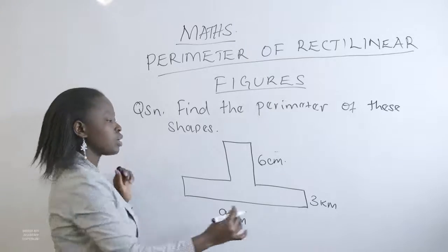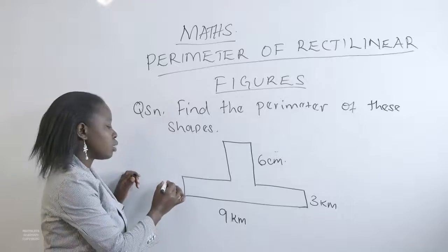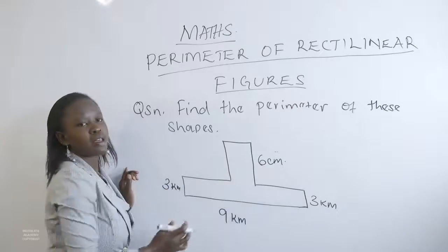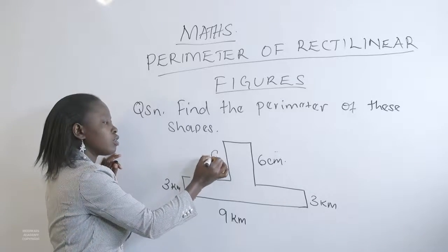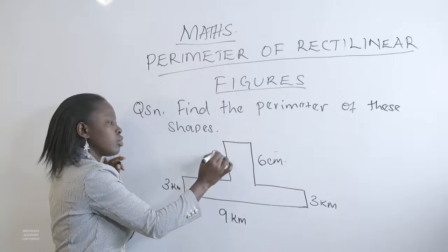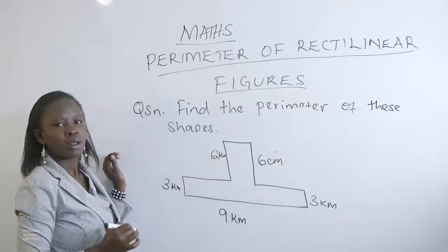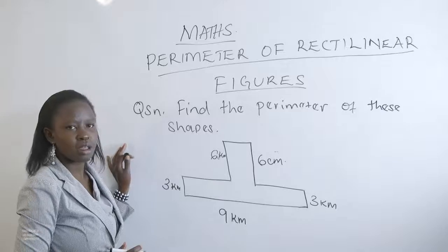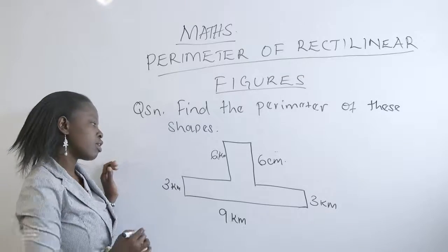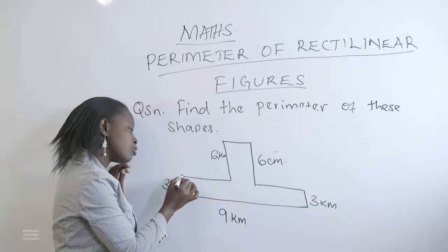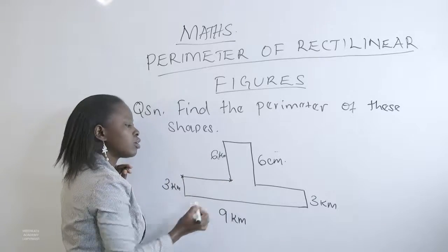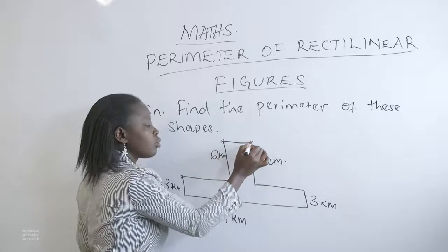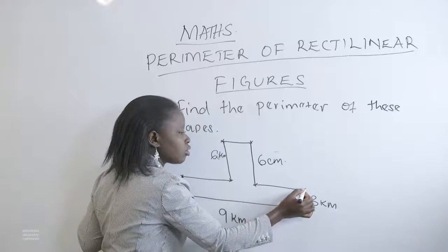So the 3 kilometers on this side will be equal to the 3 kilometers on the other end. 6 kilometers here will be equal to the 6 kilometers on the other end. Then we are talking about 9 kilometers here. The 9 kilometers is supposed to cover this distance from here to this point. At the same time, we have this point to that point, then we have this point to that point.